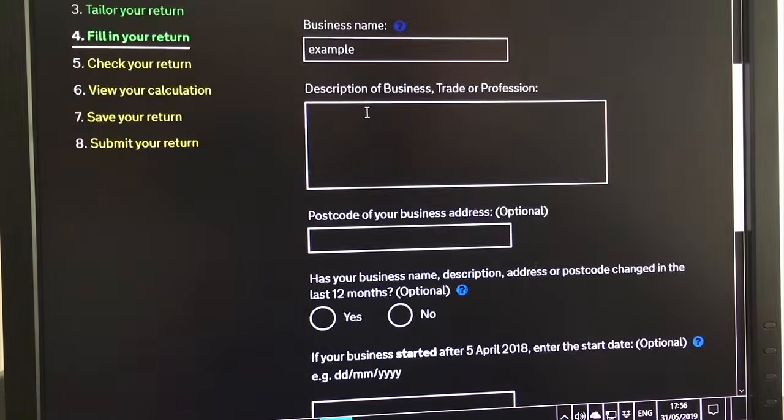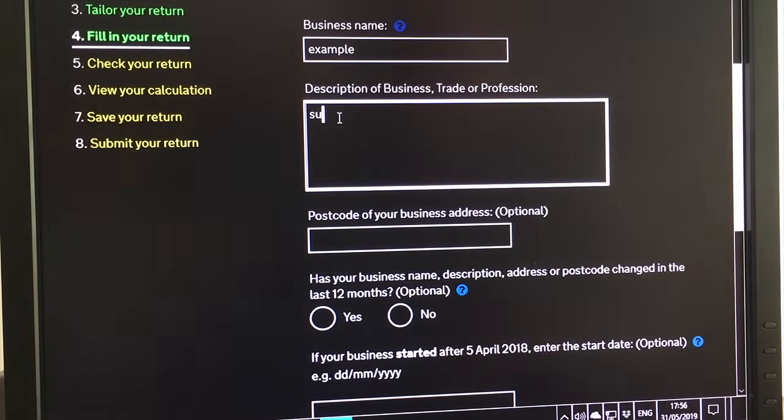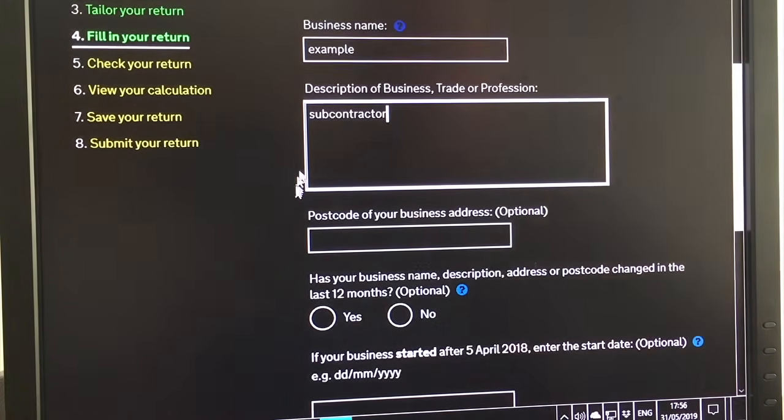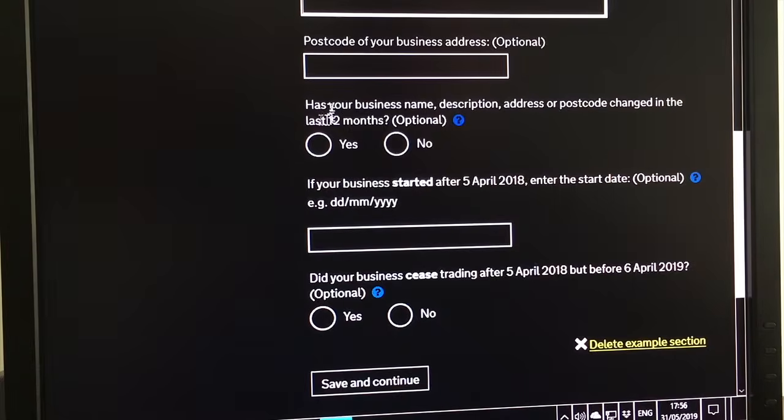Fill in your return. Now we called my business example. You need to type in what your business is. So let's say subcontractor. Postcode of your business address. That's optional, so I'm not going to do that.